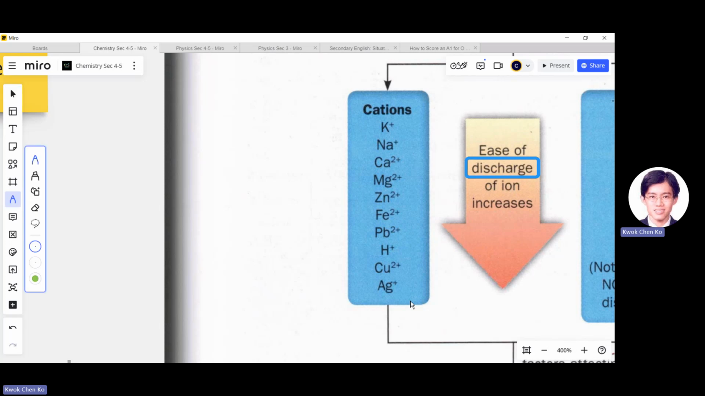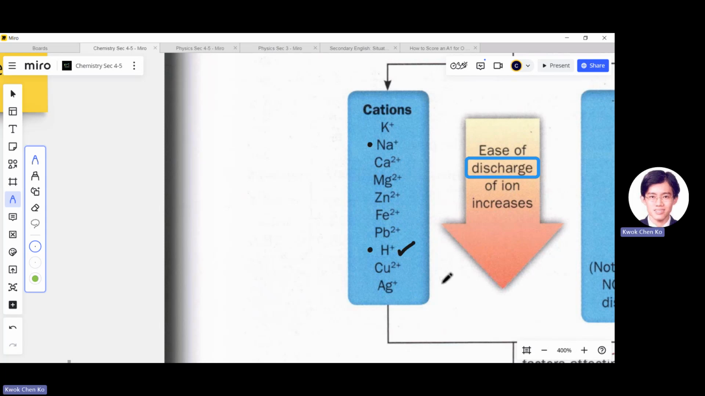Sodium is right at the top, very reactive. H plus is right at the bottom, less reactive. But be careful here, look at this arrow. Ease of discharge increases downwards. So between these two, who is going to get discharged? This guy. Yes, I did say that this guy is less reactive, but the order of discharge is in the opposite direction. So this guy is lower, it tends to get discharged.